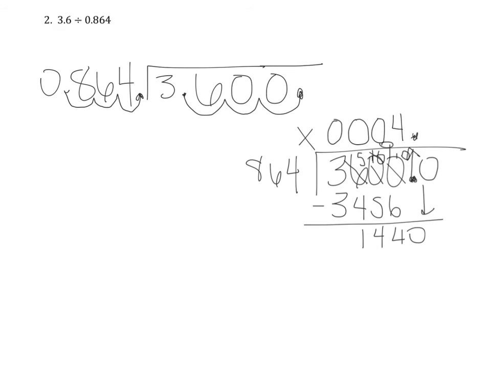Now, how many times does 864 go into 1,440? Well, that will be 1 time. 1 times 864 will give us 864. Let's go ahead and subtract.